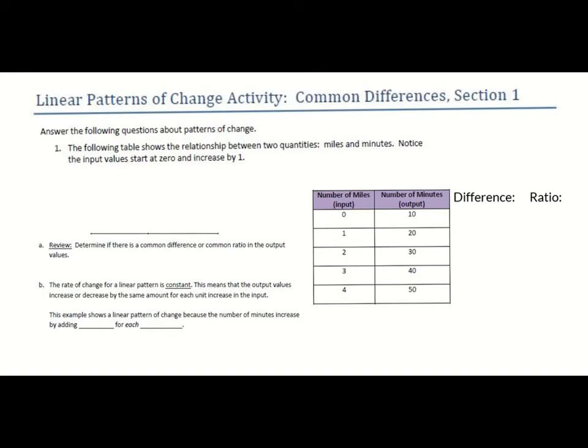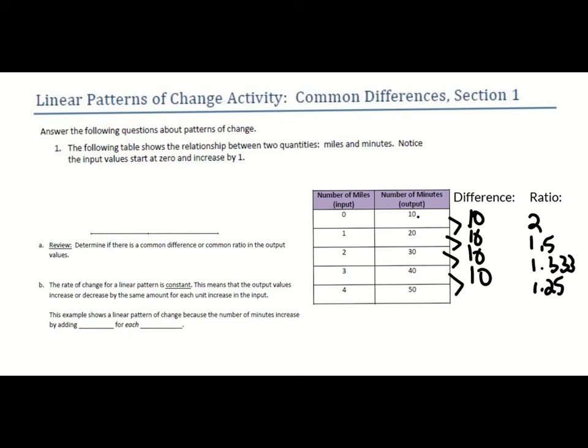So, linear patterns of change, common differences, section 1. So again, this is still the same problem. They're just reviewing this. The following table shows the relationship, miles and minutes. This is just review. So your common difference is 10, 10, 10, 10. And then your ratio, if I did 20 divided by 10, that's 2. 30 divided by 20, oops, I'm going to do them in decimals. That gives me 1.5. 40 divided by 30 is 1.3 repeating. And then 50 divided by 40 is 1.25.